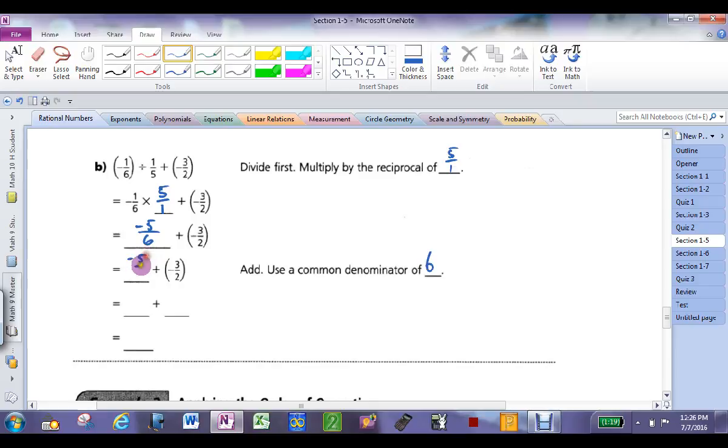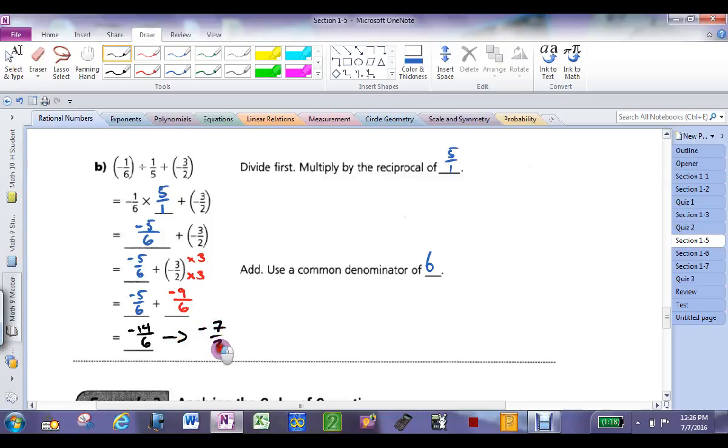So did I change this guy? So he stays as negative 5 over 6. What does this guy got to do? Times by 3 to get what? Negative 9 over 6. What's negative 5 and then negative 9 more? Negative 14 over 6. Are we happy with that? We can make it better. To what? Negative 7 over 3.